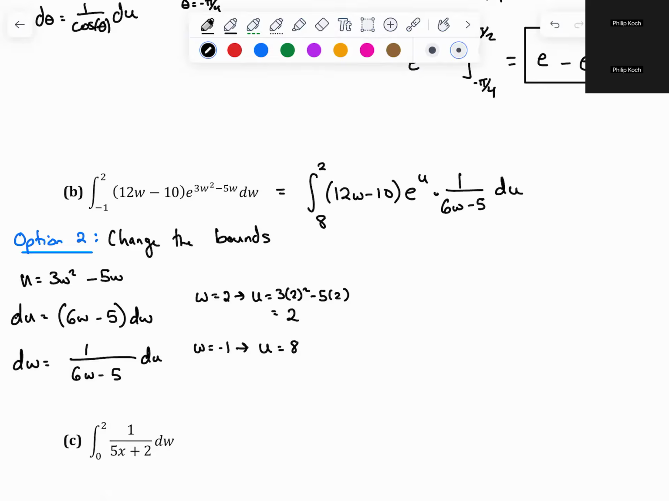Any questions so far? Both have their merits, by the way. This option and the other option both have their merits. We'll talk about the pros and cons of each as we go along.